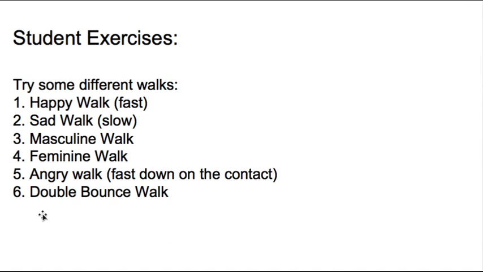So, things to try. Try doing a happy walk, which might be quite fast. Try doing a sad walk, which might be slow, foot dragging, gloomy. Try doing a masculine walk, feet wide apart. A feminine walk, feet close together. And try all of these on Monty as well, or a simple character. Then you don't have to worry about the upper body and the arms and hands. Try doing an angry walk. Again, this will be rapid, fast down on the contact position. And of course, if you haven't tried the double bounce walk, give that one a go too. So try some of these and see how you get on.